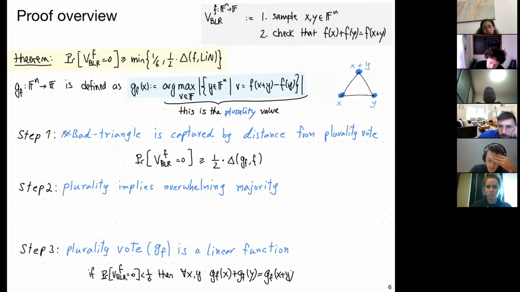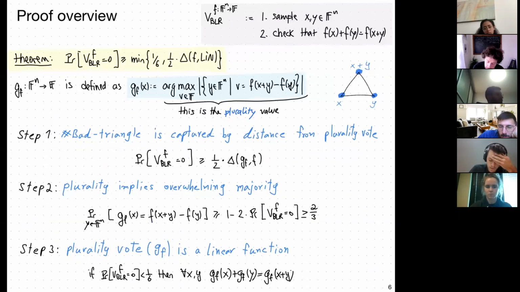Being more precise about it, we'll show this is the probability that a triplet would correct to g of f, which is the most popular value. And we're saying on how many of the triplets this would happen.